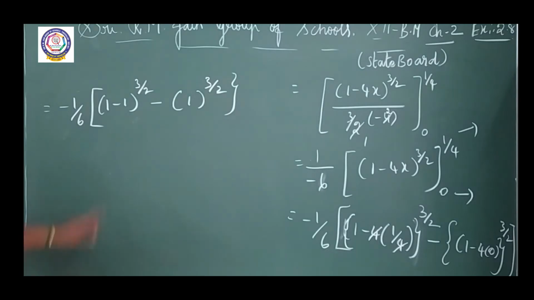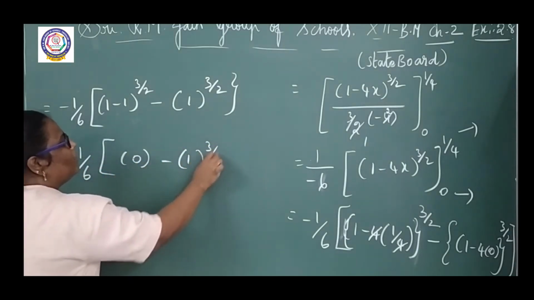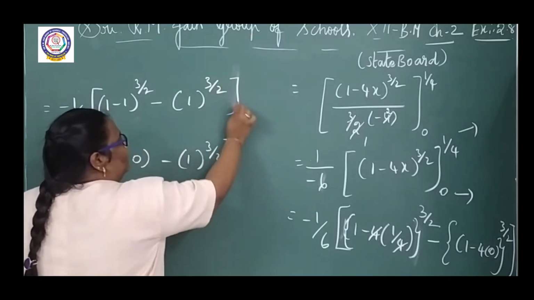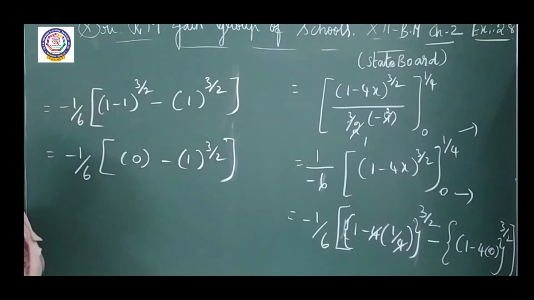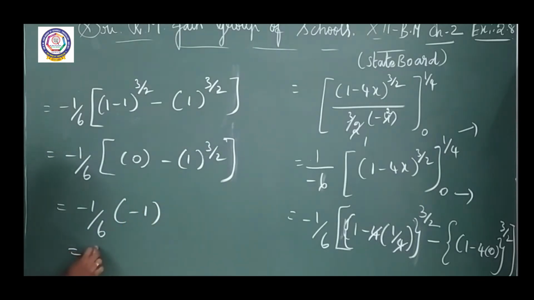Minus 1 power 3 by 2. 1 minus 1 is 0. So it gives minus 1 by 6 into 0 minus 1 power 3 by 2. Minus 1 power 3 by 2, 1 power anything you get the same value. So it gives minus 1 by 6 into minus 1. So what is the answer? 1 by 6. The answer is 1 by 6.